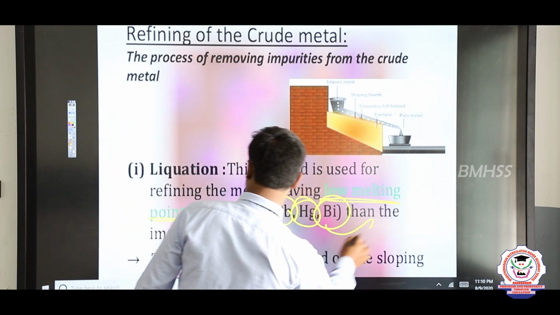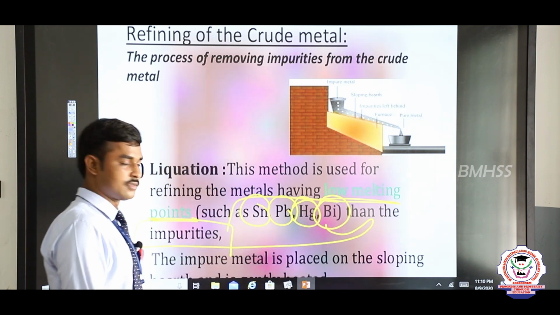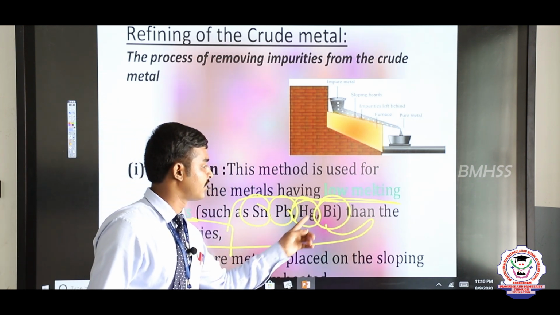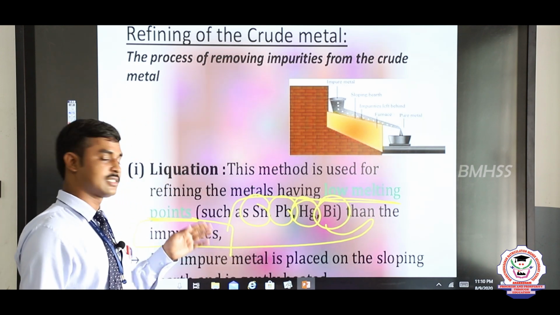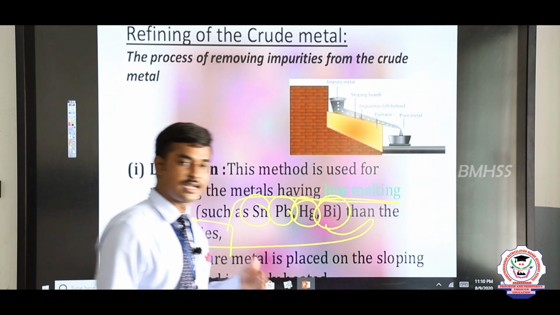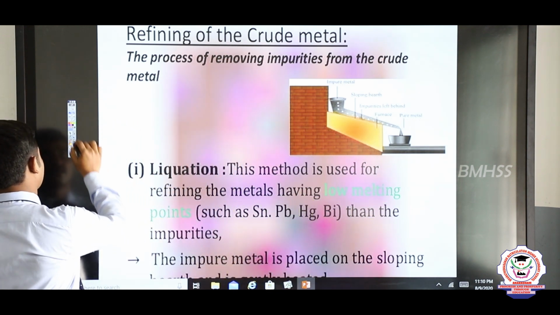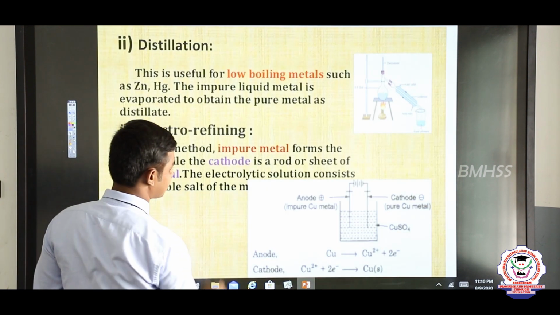These all are present as impurities in the low melting point metals. Tin, lead, mercury, bismuth: these impurities will be present in low melting point metals, and it can be collected alone. This process is called liquefaction.